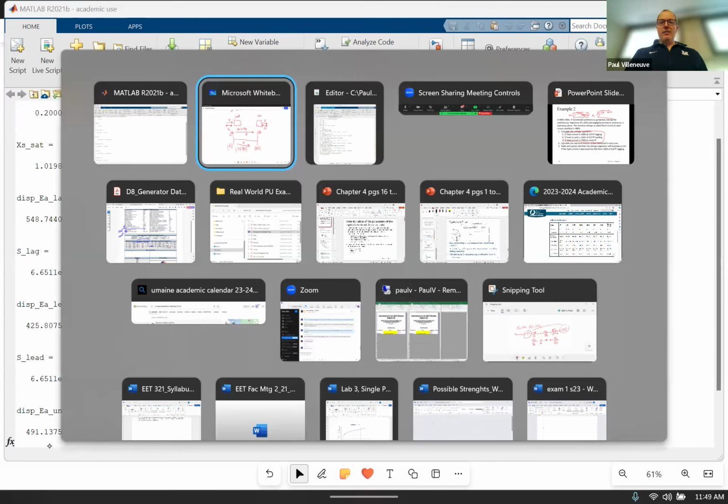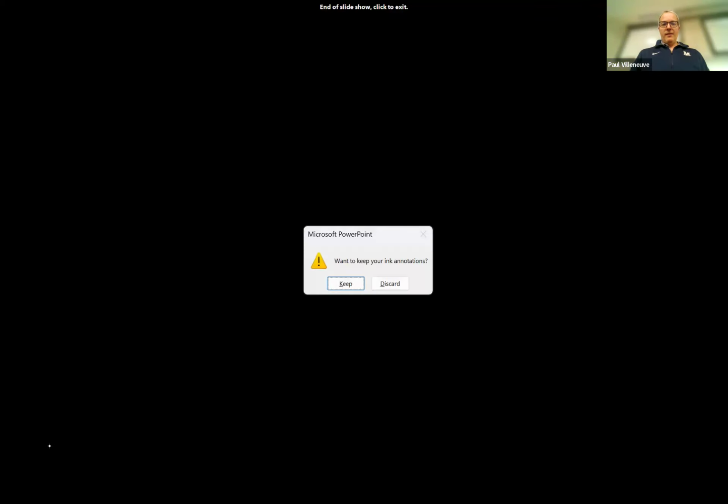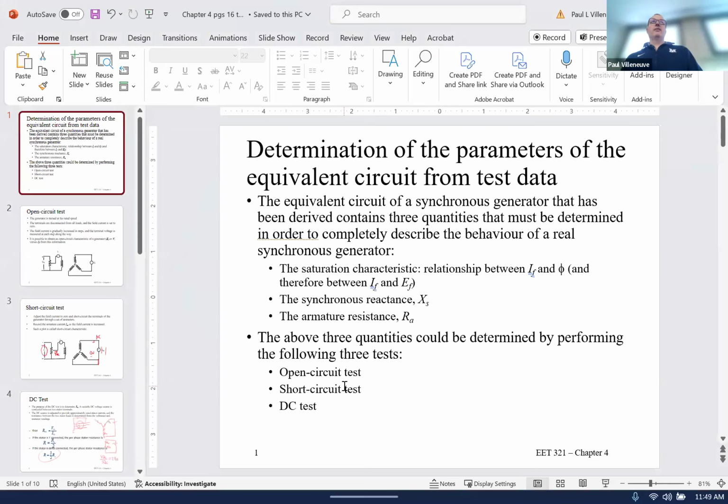Let's see, where am I? Questions on calculating these parameters? Clear as can be?